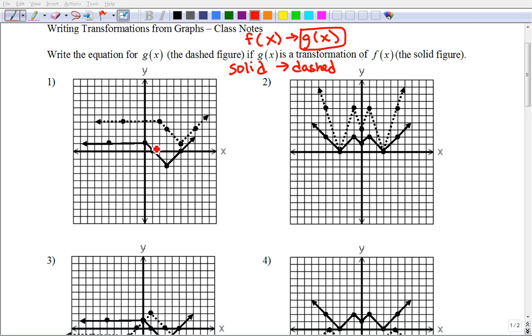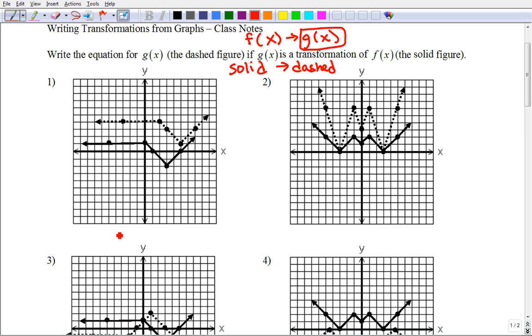So let's start out by looking at number one. If the solid one was the original figure, I can compare the dash and the solid figure, and I can see that they are the same shape and size, so it wasn't stretched or compressed in any way. However, if I just pick a point, it doesn't matter which one, if I'm just going to pick this, looks kind of like a vertex here, I notice it went to the right 2 and then up 1, 2, 3. So actually those are the only transformations that happen.